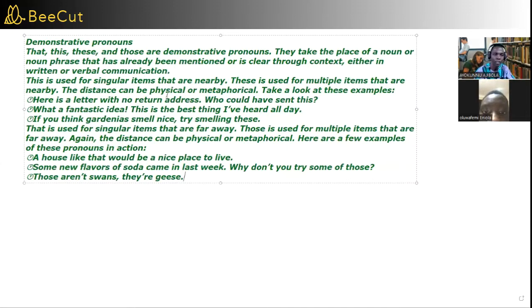I can't say, give me that book, until I have mentioned a particular book to you before. So, this is used for singular items that are nearby, while these, plural, is used for multiple items that are nearby. Then, the distance can be physical or metaphorical.